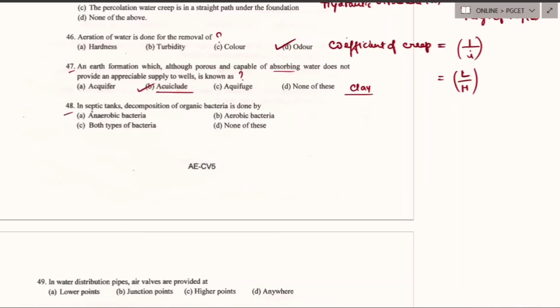Question number 48. In septic tanks, decomposition of organic matter is done by anaerobic bacteria. Option A is the right answer.